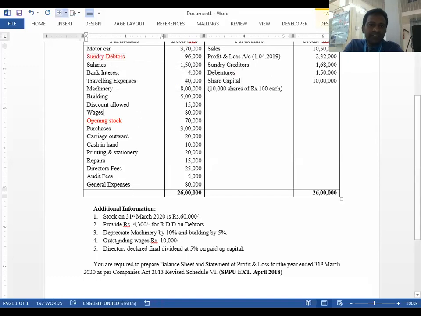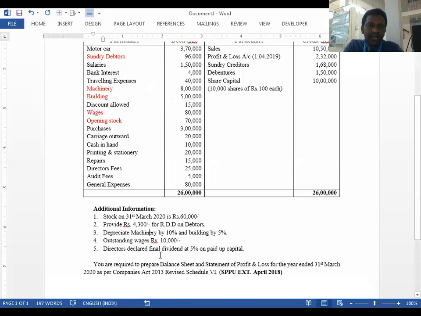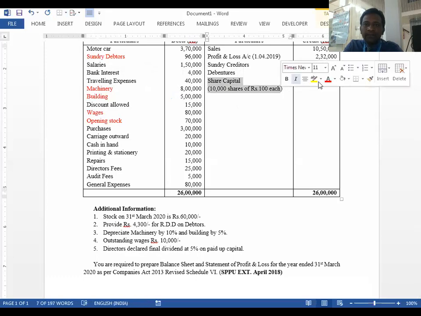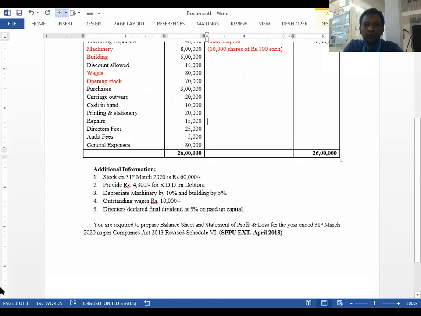Then adjustment number three is related with depreciation on machinery and building. Then number four, outstanding wages. And last, directors declared final dividend at 5% on paid up capital. This is the paid up capital. Now we proceed to the solution.